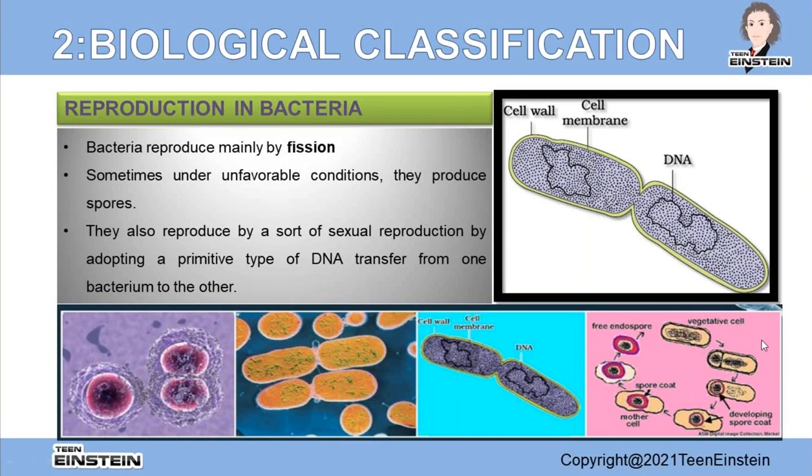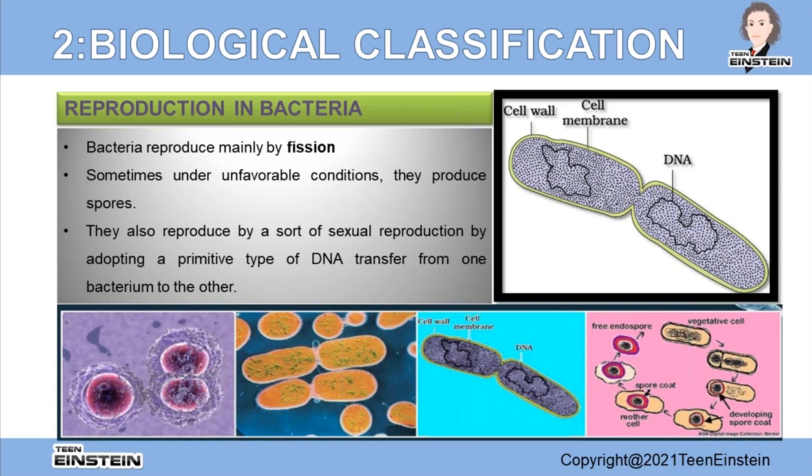Then next is the reproduction in bacteria. Mainly bacteria reproduce by binary fission. When unfavorable conditions come, they produce spores. Here you can see, during unfavorable conditions, where binary fission is not possible or the condition is not favorable, they will produce spores to survive that unfavorable condition.